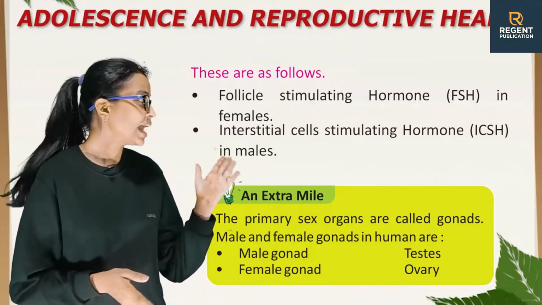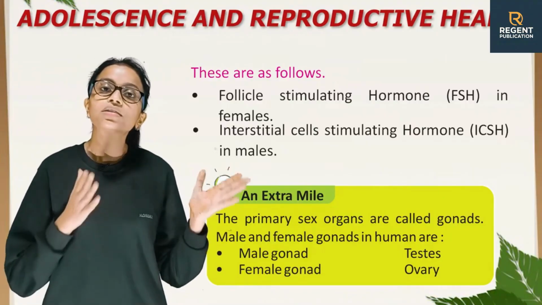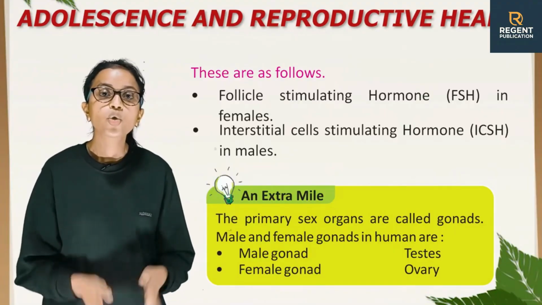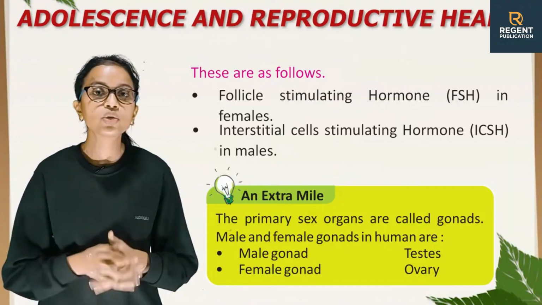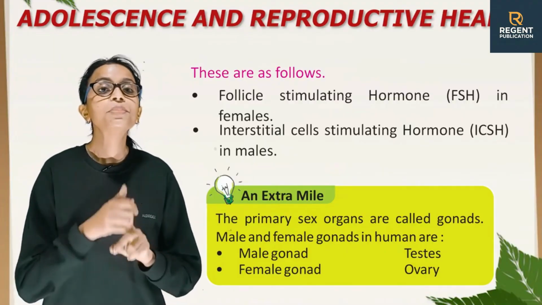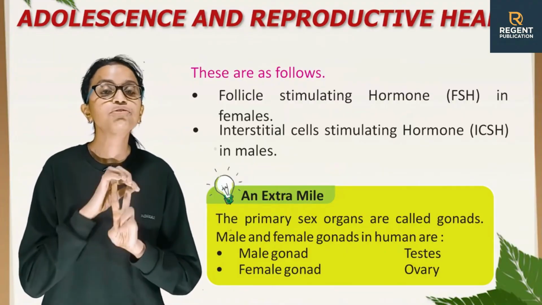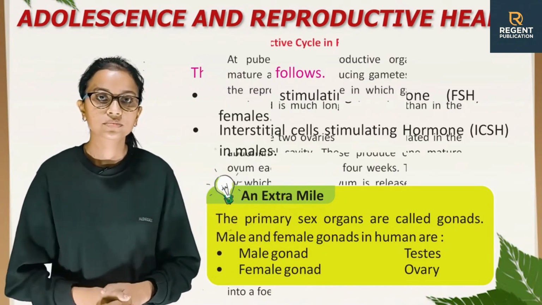So it's time for an extra mile. The primary sex organs are called gonads. The male and female gonads in humans are: male gonad, testis; female gonad, ovary.